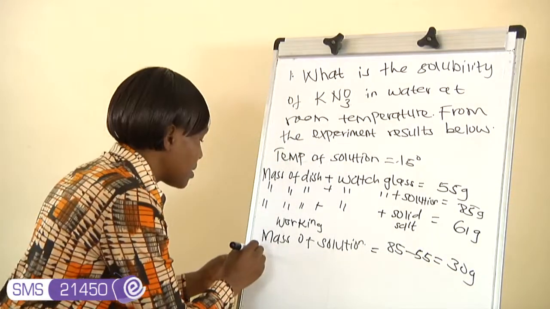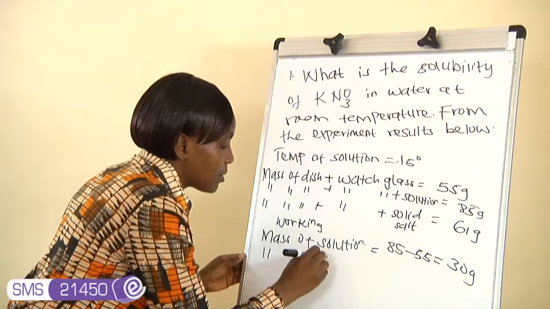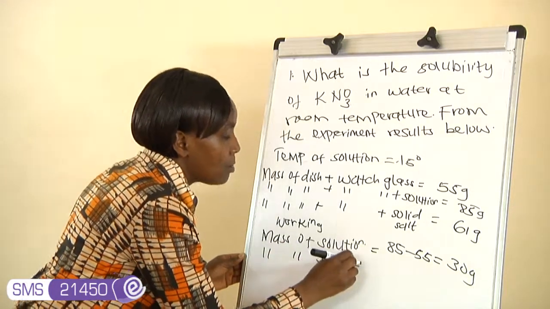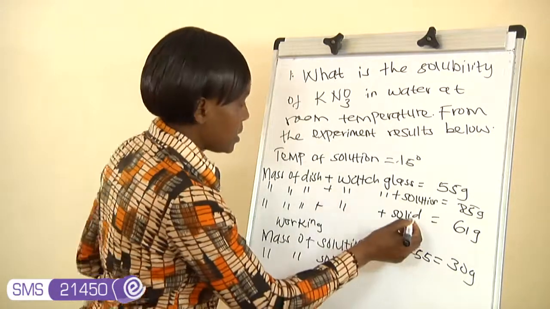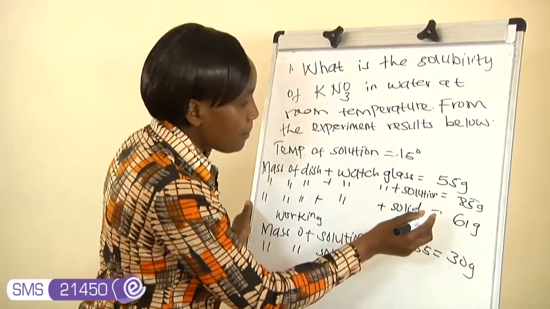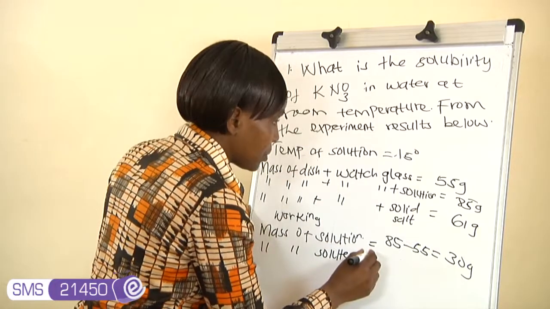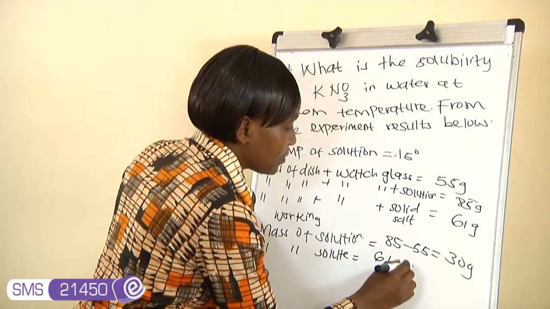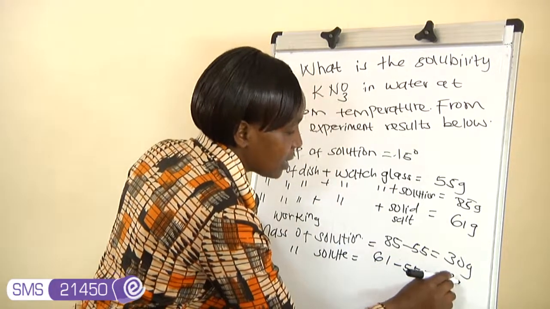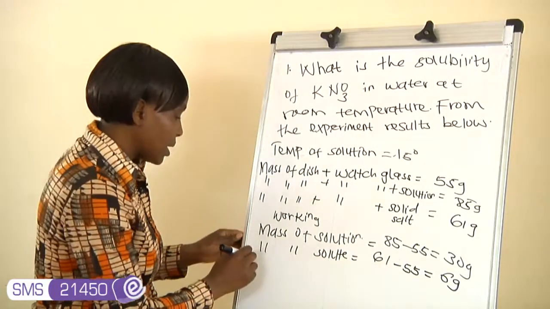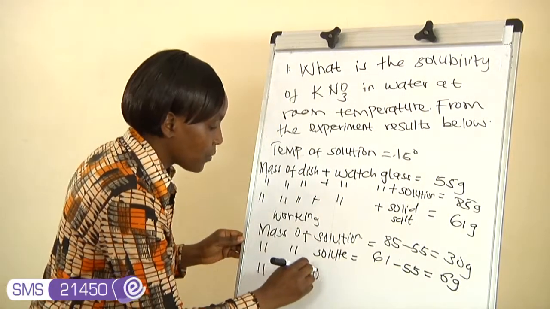The next one is to get the mass of the solute. We have been given this one, so it will be 61 minus this one for the watch glass and the dish alone. So it will be 61 minus 55, which gives us 6 grams. The other one is to get the mass of the solvent.